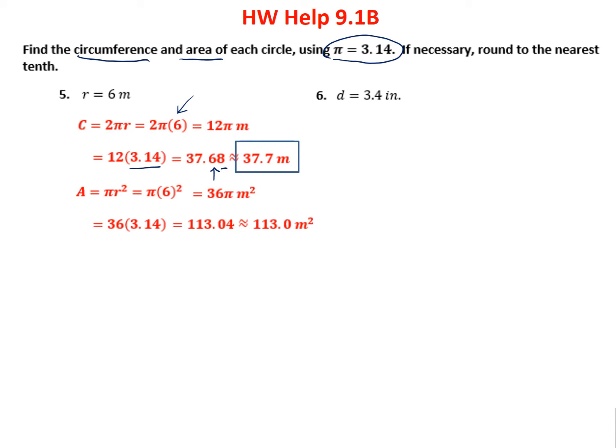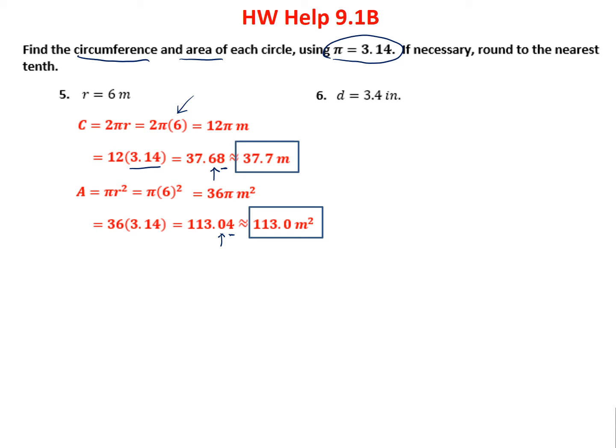Again, we're going to round off. We'll go to the 10th spot. We look next door. This time the 4 is less than 5, so we do not round up. We simply leave it at 0, and our answer is 113.0 meters squared.